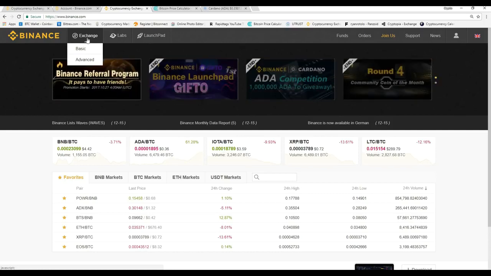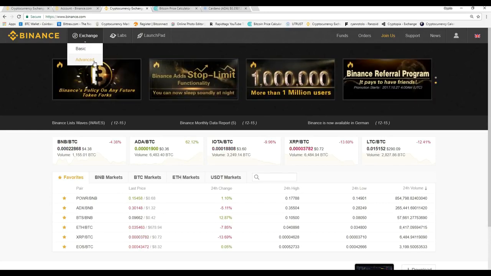So first we're going to go over to the exchange tab. Now this is where you're going to purchase and view the prices of different cryptocurrencies. Now they have a basic version and an advanced version. The only differences between these two versions is that the advanced version looks a little more intimidating, as well as they have more studies and tools that you can use on the graphs.